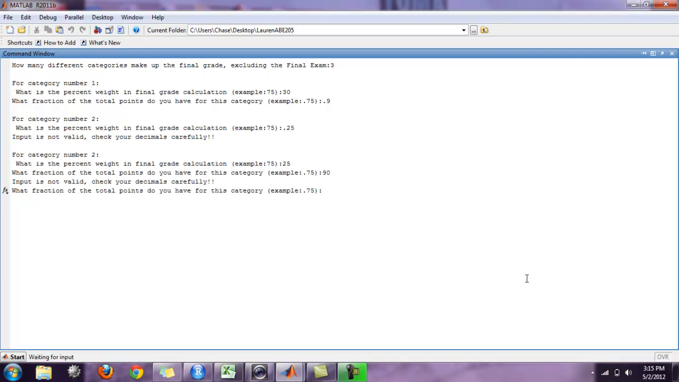Here you can see again, you get the same message saying the input is not valid, check your decimals carefully, and it prompts you with the question again. So we're going, okay, it's supposed to be 0.9. And our third category is going to be homework, so we're going to say it's 10%, and we're doing well in it, and it's going to be 0.9.